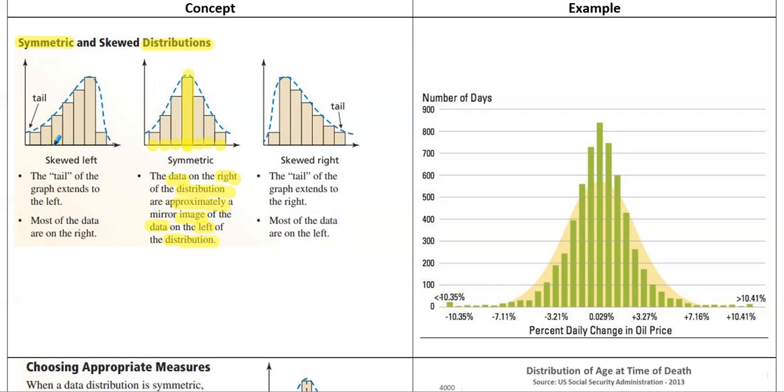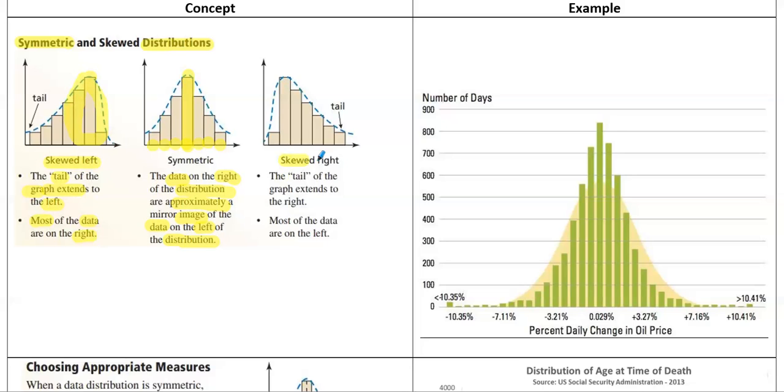Okay, now let's take a look at skewed left. When you were in 6th grade, I said you climb the ladder and then you slide to the left. That's skewed left. The reason it's skewed left is because the tail of the graph extends to the left. What's actually going on here is most of the data are centered here, and then you have this tail of less data going off to the left. Most of the data are on the right.